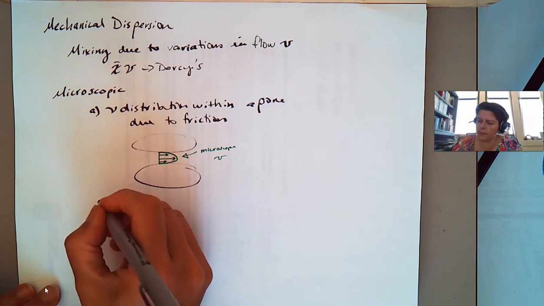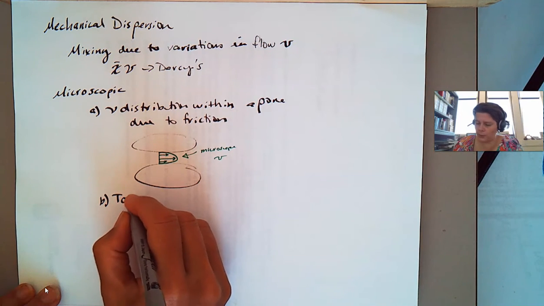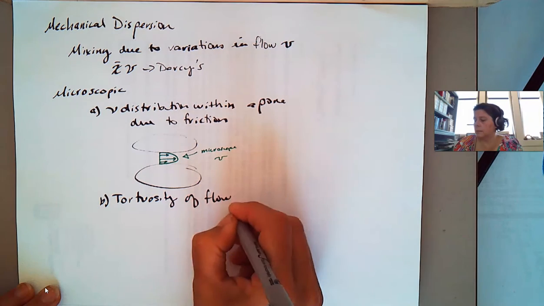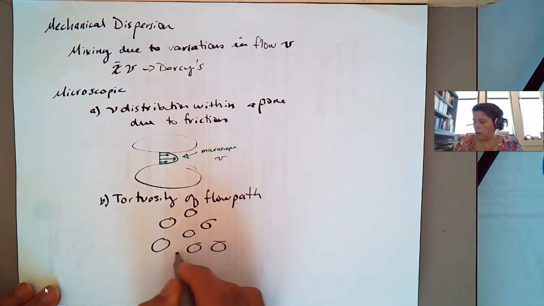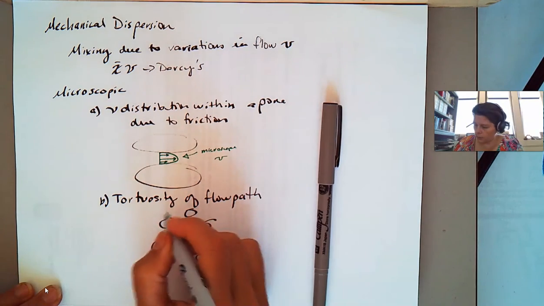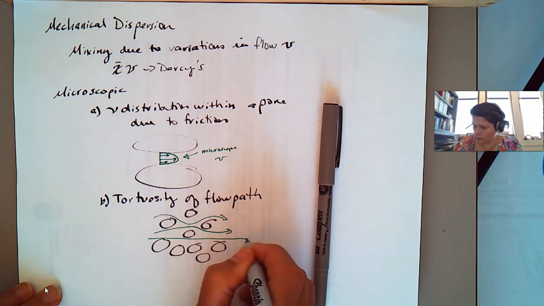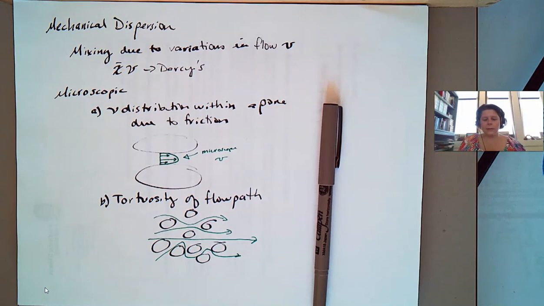You can also get it B, variation due to tortuosity, if I can say the word, tortuosity of the flow path. So say you have a grain here and here and here and here and here. You can get some of the water going like this, some of it going this way, some of it almost going straight through real fast, some of it going around. Since the flow paths change, so will the velocity. So you're going to get more tortuosity, you're going to get slower movement, the more that it has to move there.